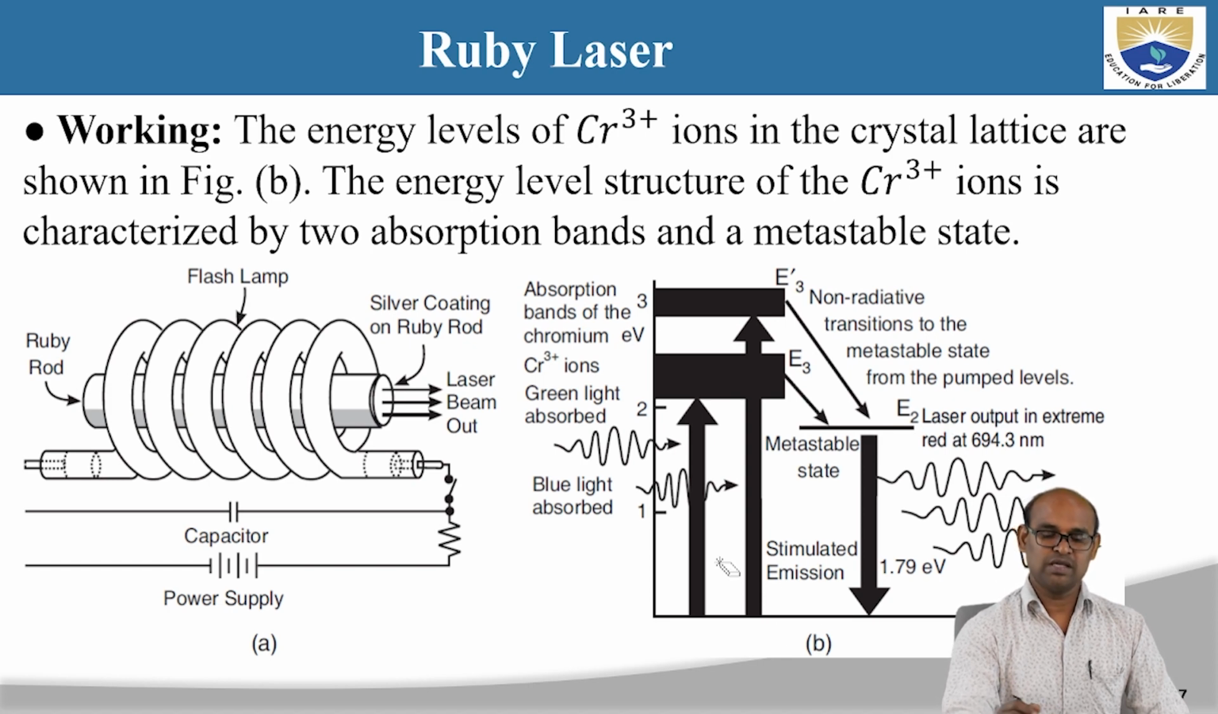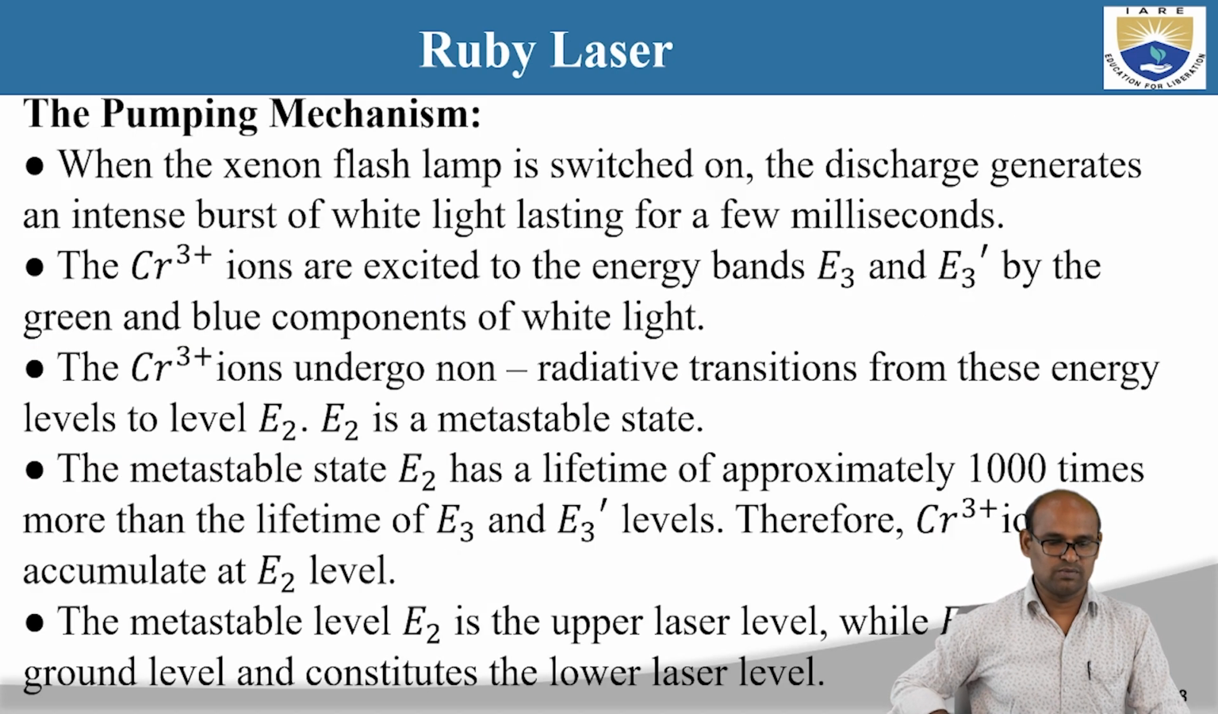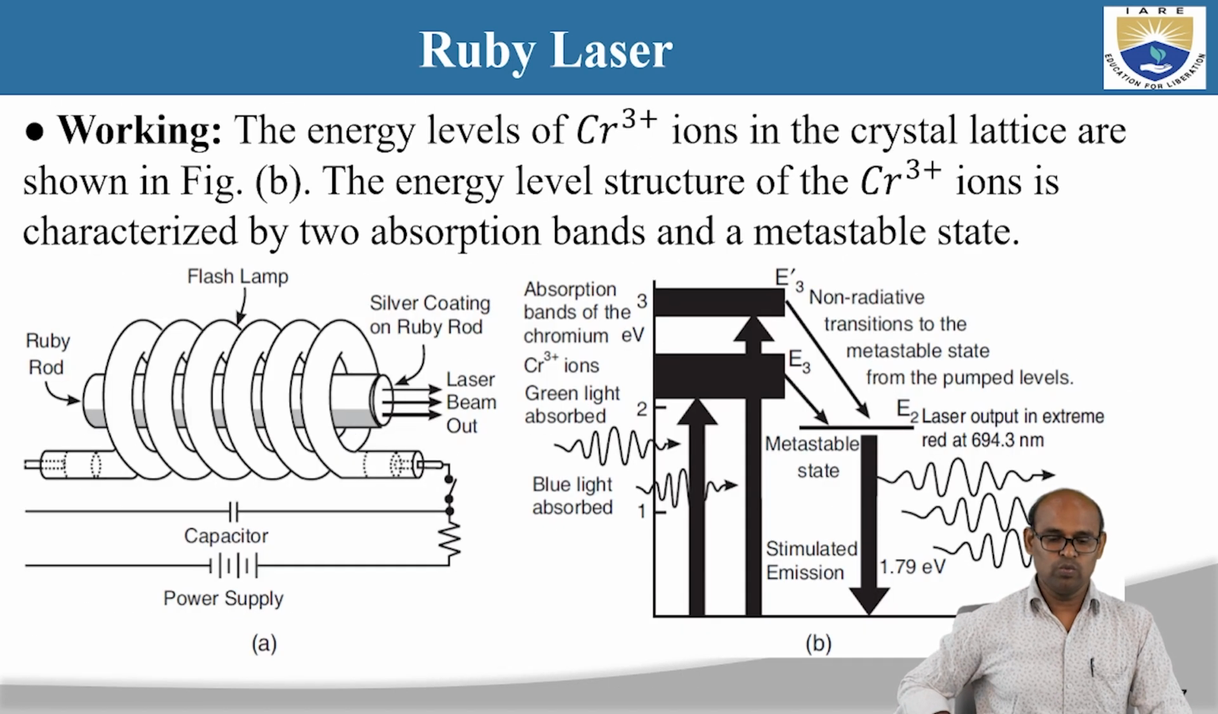So this is the energy level structure of the chromium atoms which we have added as active centers. Now, how are we going to get a laser from this system?